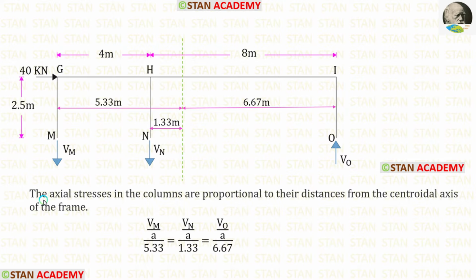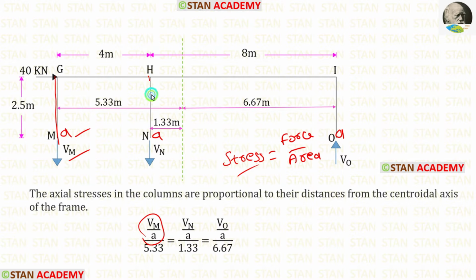We know the assumption, the axial stresses in the columns are proportional to their distances from the centroidal axis of the frame. We know that stress is equal to force upon area. We know that all of the members have the same cross-sectional area A. For the member GM, the stress is Vm upon A. For the member HN, it is Vn upon A. And for the member IO, it is Vo upon A.